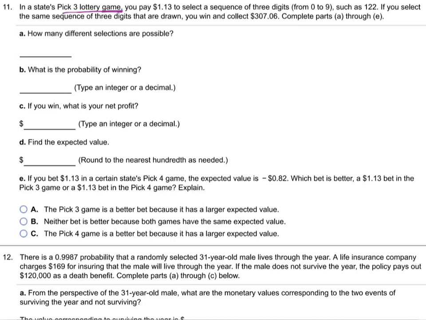How many different selections are possible? So suppose they have this lottery game. See how this lottery game works? You pick a 3-digit number, like 723, or 565, or 829, or 014. You pick a 3-digit number. They have the random draw. If you got the 3-digit right on the money, you win $307. Otherwise, you lose your $1.13 you paid to buy the ticket. So, first question. How many different selections are possible?